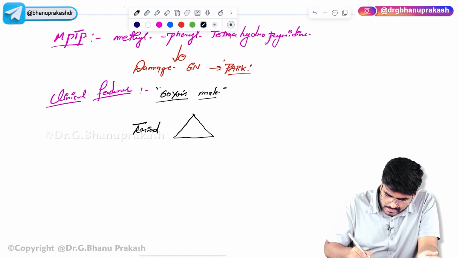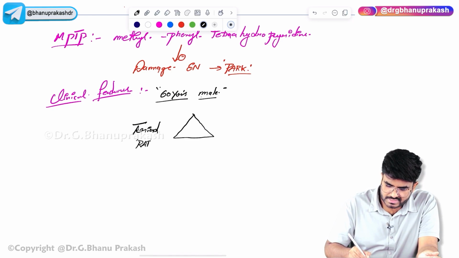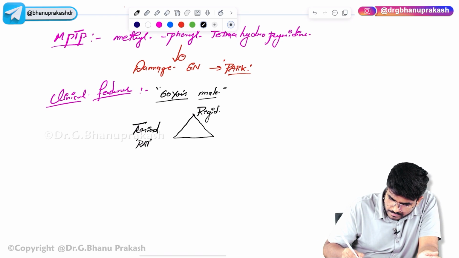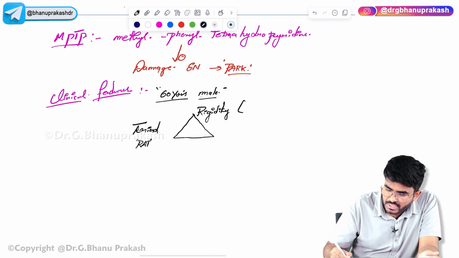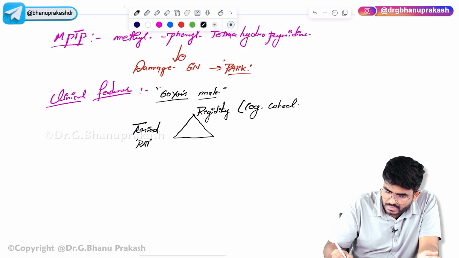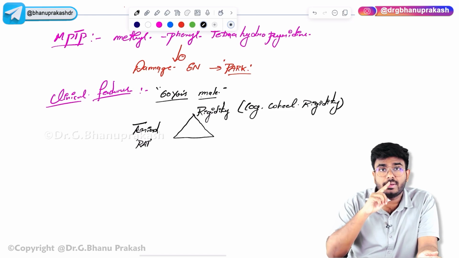I just remember it like RAT. Okay, the mnemonic is RAT. What is this RAT? R is rigidity. Especially which kind of rigidity? Cog wheel. The type of rigidity is called cog wheel rigidity.